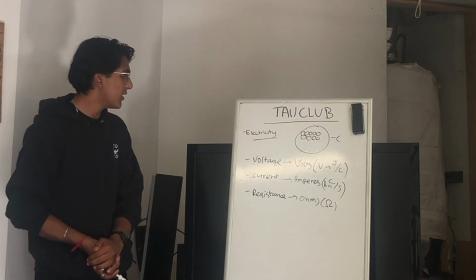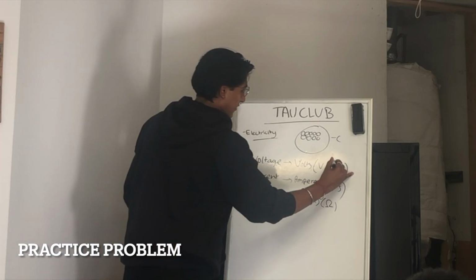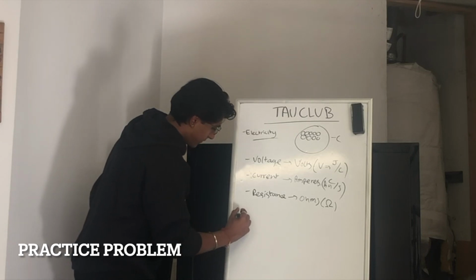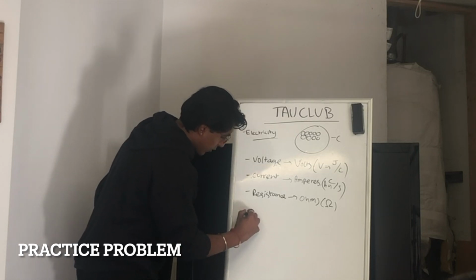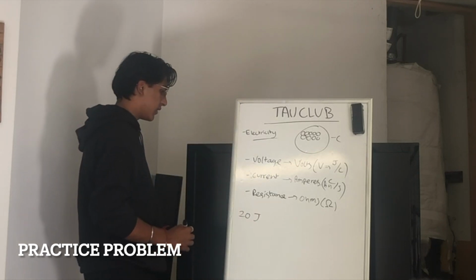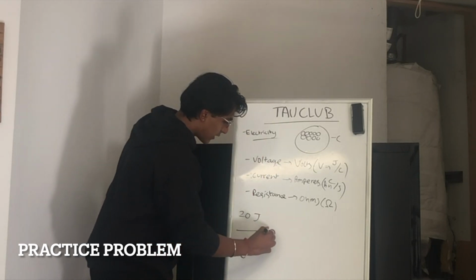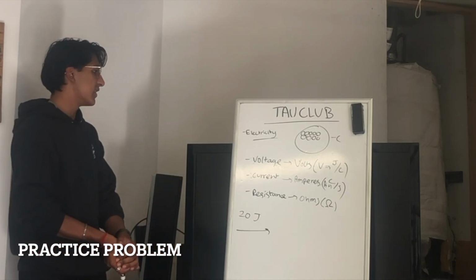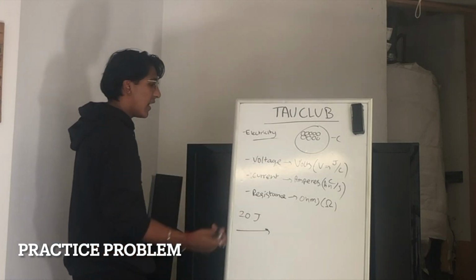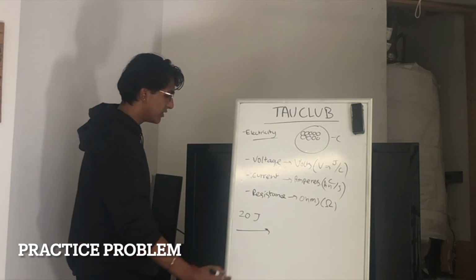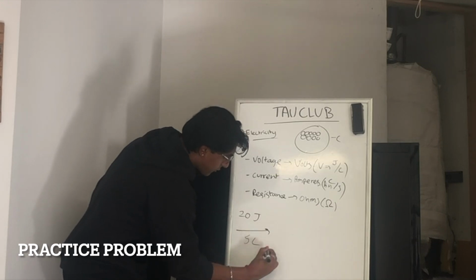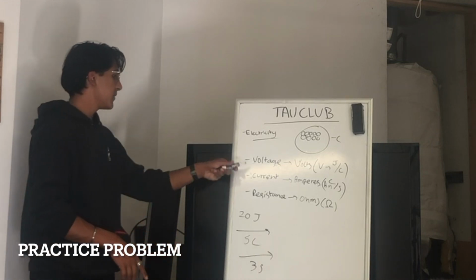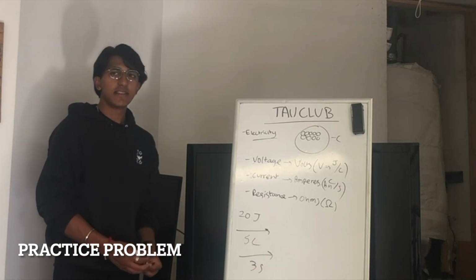Okay? So let's do a quick practice problem. Let's say that you have 20 joules flowing through a certain current, and when that 20 joules passes, you have 5 coulombs of electrons that pass in 3 seconds. So give me the voltage and current at this place.